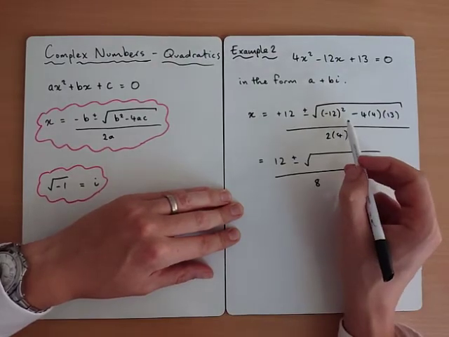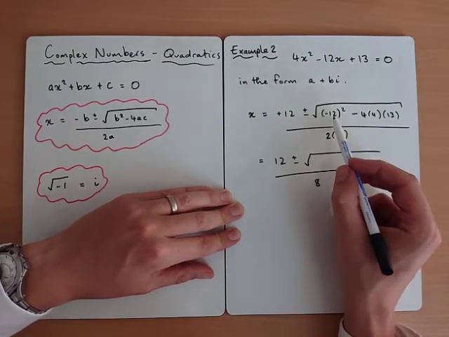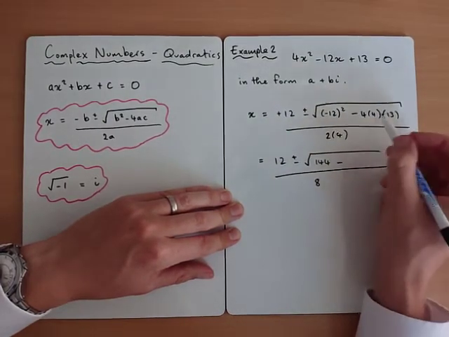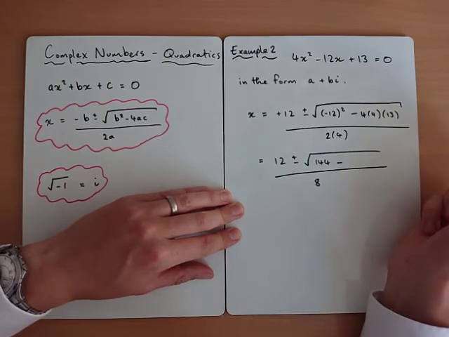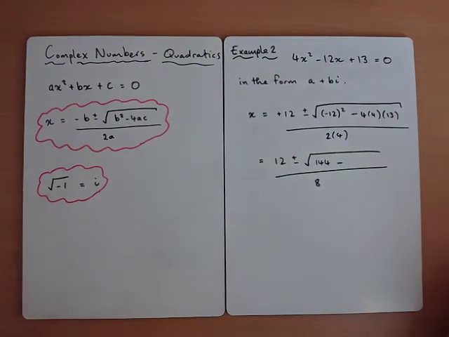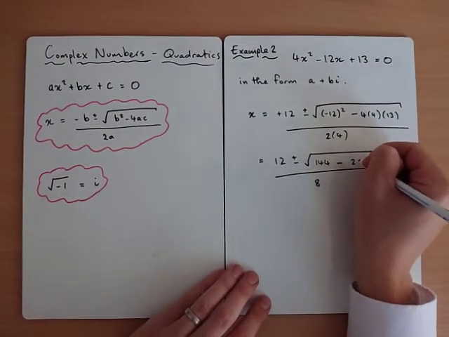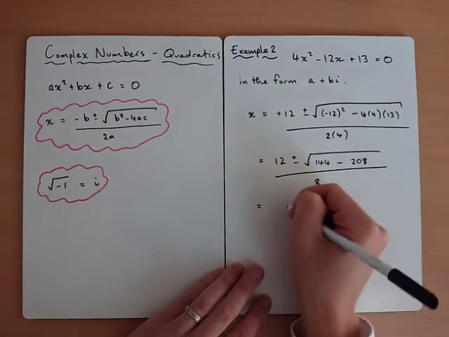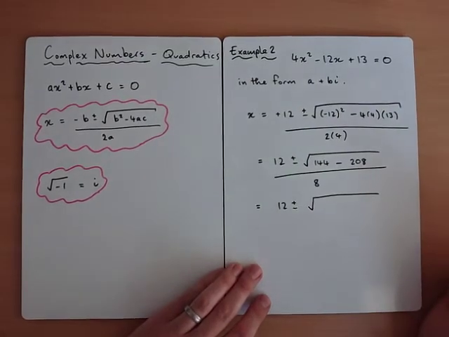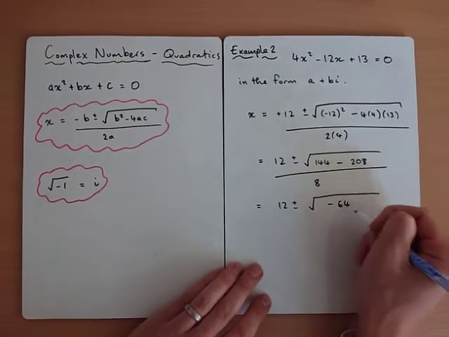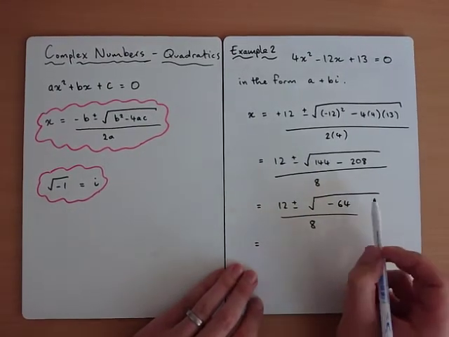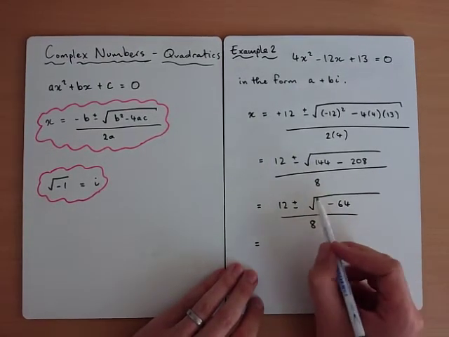You can use a calculator for this bit. Okay, we've got minus 12 squared, which would be 144, minus 4 times 4 times 13, so that'd be 16 times by 13. And that gives us 208. So we've got 12 plus or minus the square root of 144 minus 208, which would be minus 64, all divided by 8. Don't try and divide by 8 yet, okay? You want to simplify this first, okay?